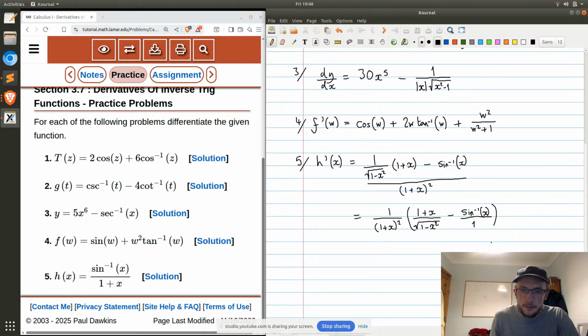Just like that. And then thinking about this a little bit more, we can actually simplify this into this. Or should I say pseudo simplify? Because that's what I think is the answer.